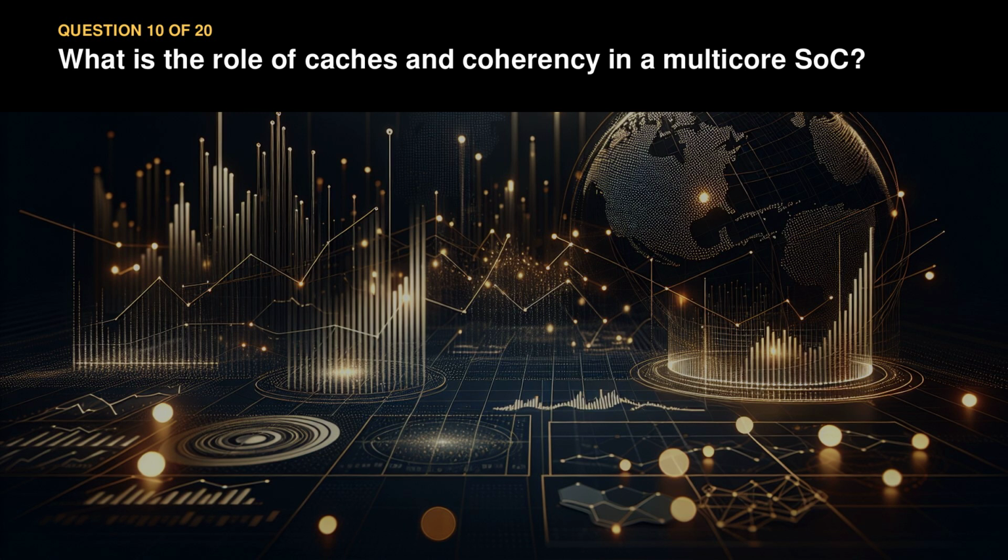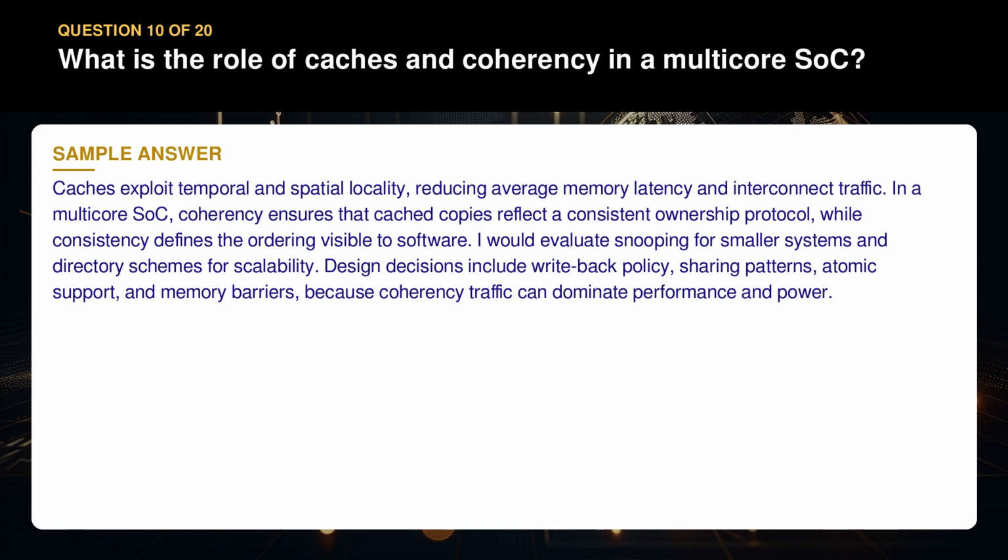Question 10. What is the role of caches and coherency in a multicore society? Caches exploit temporal and spatial locality, reducing average memory latency and interconnect traffic. In a multicore society, coherency ensures that cached copies reflect a consistent ownership protocol, while consistency defines the ordering visible to software. I would evaluate snooping for smaller systems and directory schemes for scalability. Design decisions include write-back policy, sharing patterns, atomic support, and memory barriers, because coherency traffic can dominate performance and power.